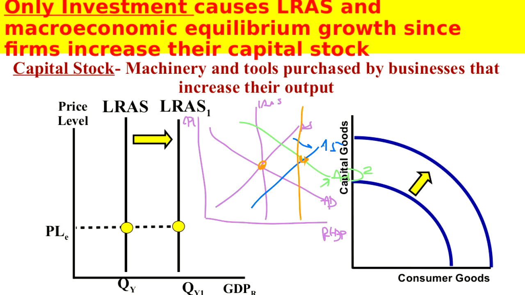So this would be LRAS 2. Oh, that's so messy. I'm so sorry. So that's the one case where LRAS would shift. It is very rare. It does not happen often. 99% of the questions that you will see in this class will shift aggregate supply or aggregate demand, not long-run aggregate supply. Okay?